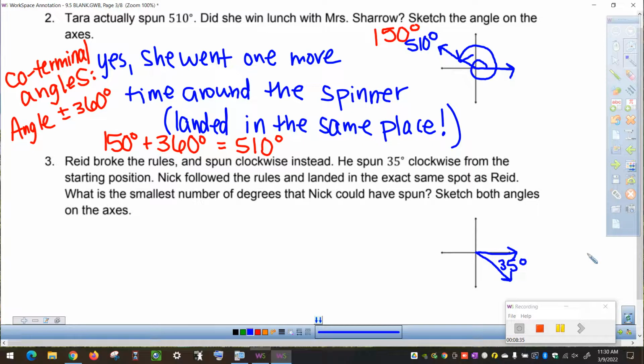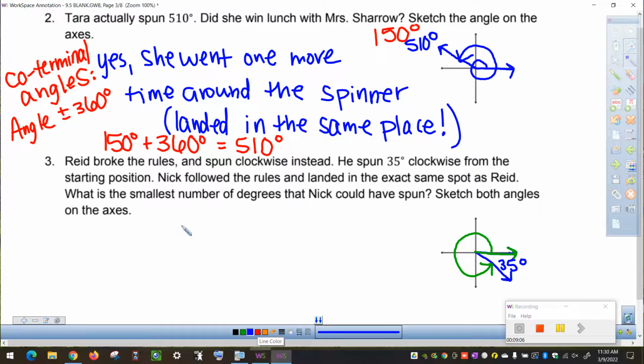But then it says that Nick actually followed the rules of the game. He landed in the exact same spot as Reed. So that means that Nick started in the same place, but he rotated around the correct way to land in the same spot. What is the smallest number of degrees that Nick could have spun? So how could we find the degree measure of the angle there in green? How did you do that one, Benjamin? At first sight, it would be 30 degrees, but now I realize it's now 330.